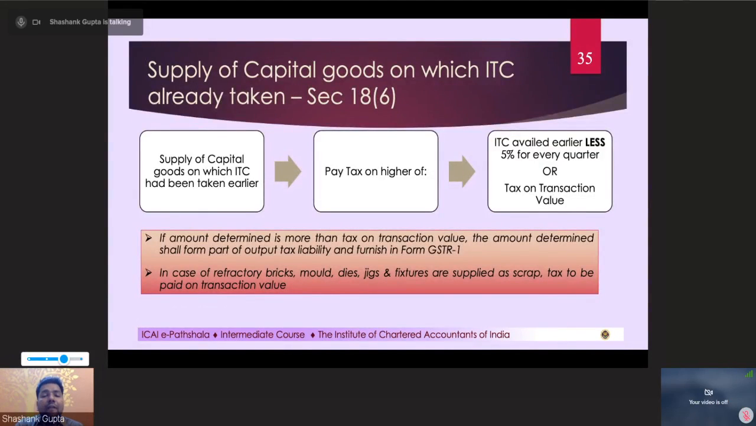Next is supply of capital goods on which ITC is already taken. So where credit has already been availed and now the capital goods are being supplied. Suppose I bought a laptop, I've used it for 2 years, and now I'm selling this laptop. Either the balance amount of ITC needs to be paid, that is 60% of ITC, or the tax on transaction value, whichever is higher. Because the government is a very sharp businessman, it says at least the balance amount of ITC we will take. But if for some reason you are able to sell it at a higher value, then we will take the higher amount.